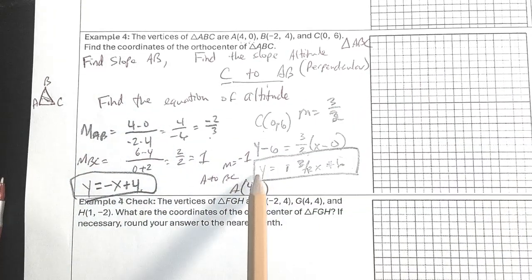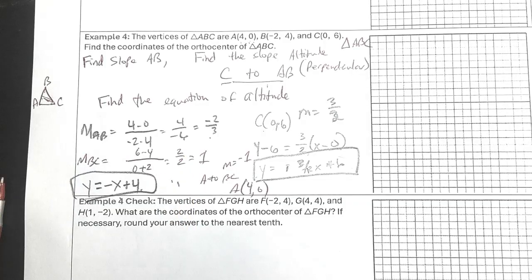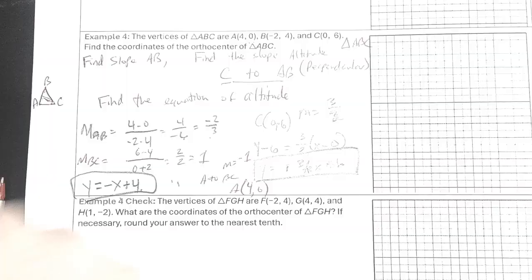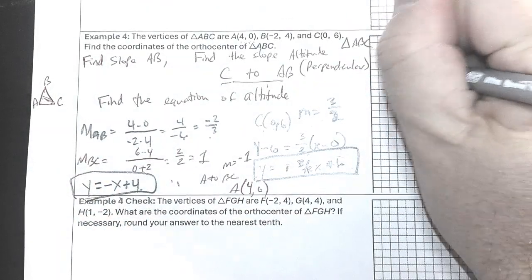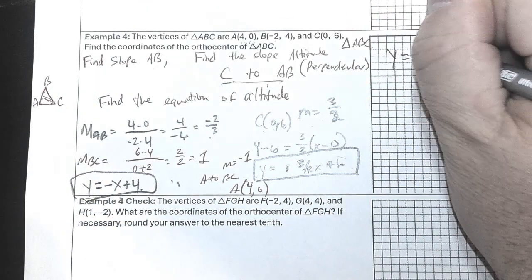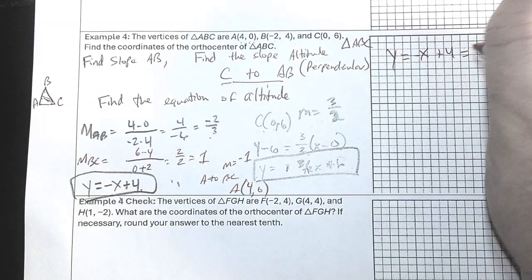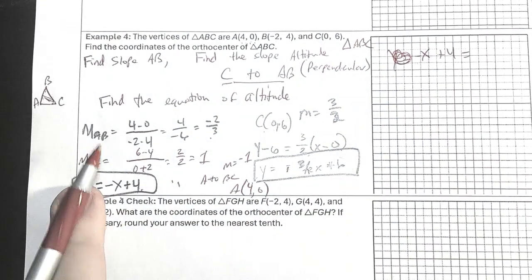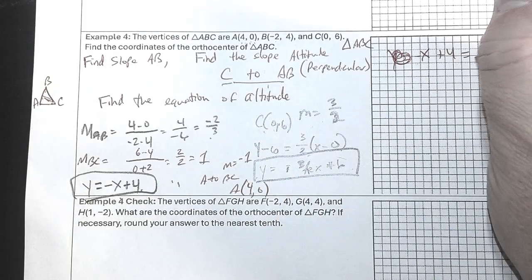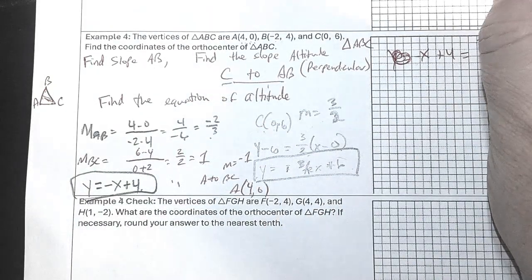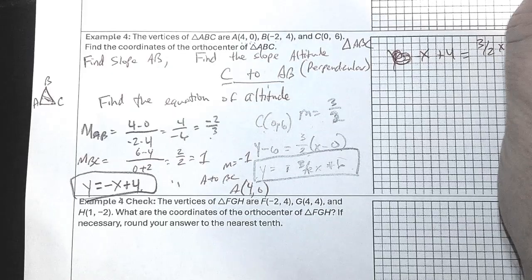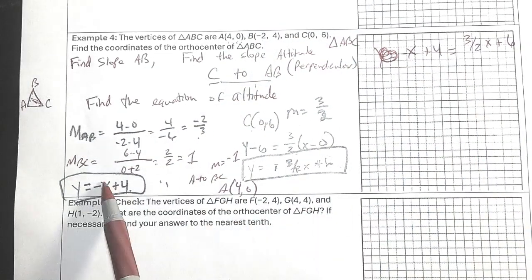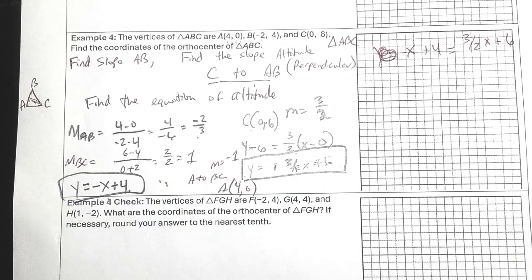Now we're going to put these equal to each other to get our x coordinate of the orthocenter. So y equals negative x plus 4. I'm sorry, it's negative 4x plus 4. Remember, we're skipping the y part. Equals 3/2 x plus 6. So again, this will give us our x coordinate, and then our x we're going to plug into either one of these and it'll give us the y.